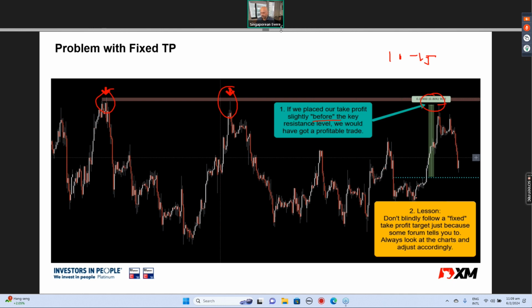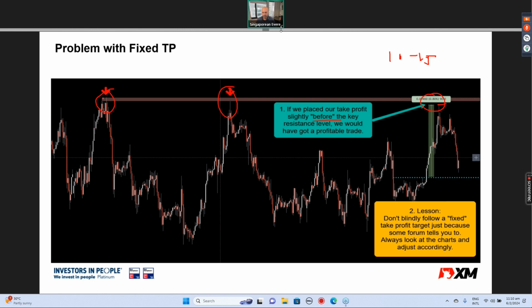And the second lesson is we don't blindly follow a fixed take profit because someone tells us to do so, or because in our head we have said, okay, for every trade I must make 50 pips or 100 pips, right? If we have that sort of fixed approach, we may not achieve successful trades every time because the markets are dynamic. Every strategy is always changing.